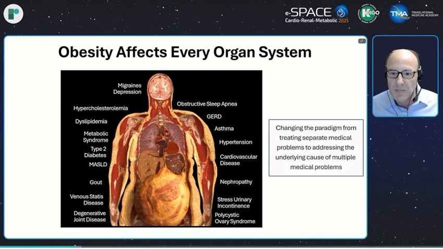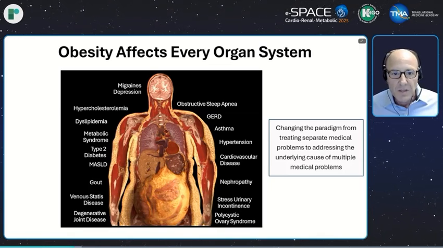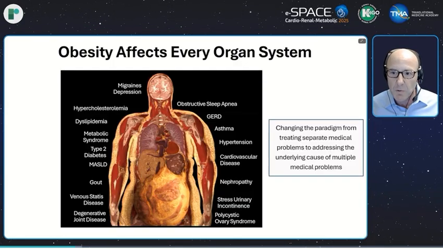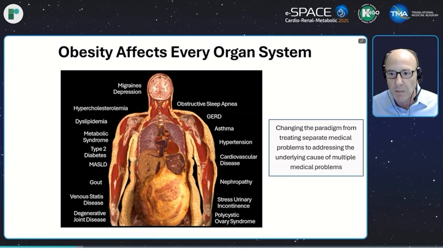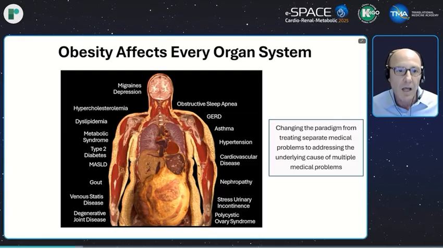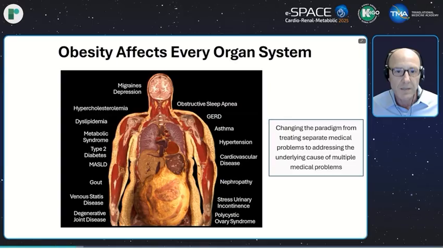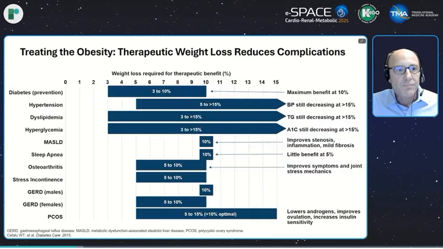Stasis disease, hypertension, the entire body is affected. And so when we look at the treatment of obesity, we really want to realize that we want to change the paradigm of treating separate problems to addressing the underlying cause of these medical problems. And so diabetes is just one of those causes.